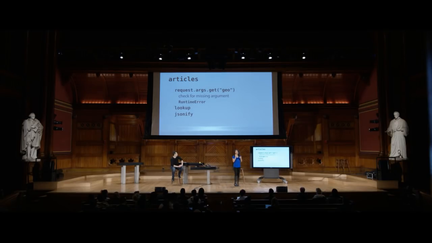Now again, whenever we're dealing with user interaction, we always want to safeguard against any possible user error. So we want to check to make sure there's no missing argument and throw a runtime error if that is the case.